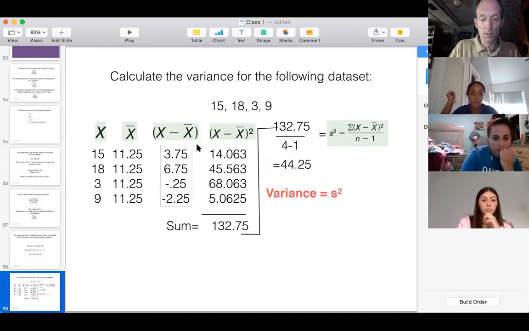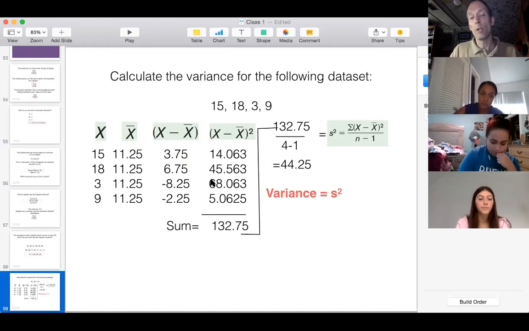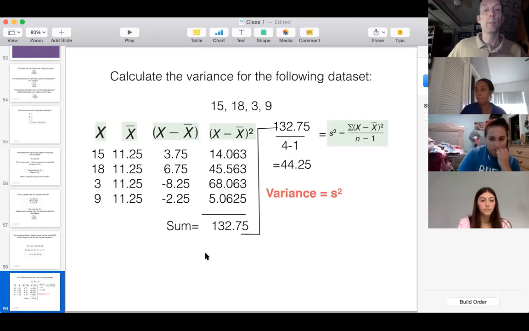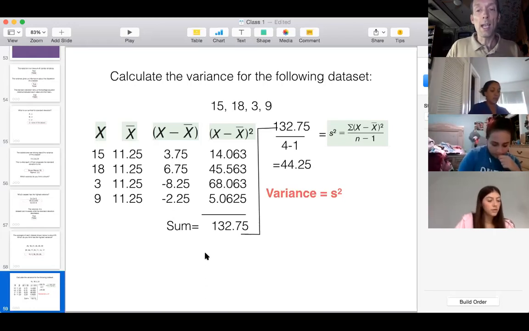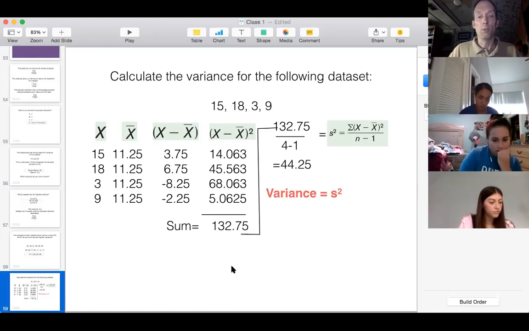This is an 8.25. Okay, I think I just botched that on a keystroke. The 8 squared would be around a 68.063. Thank you for mentioning that. I want to fix that for everybody. You're welcome. Okay. Any questions on how we got to that 44.25? Everybody feel like if you were on the test, you would be able to repeat all this?